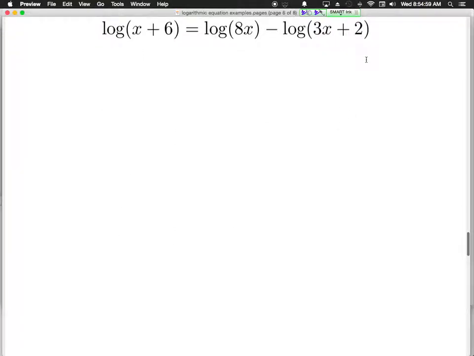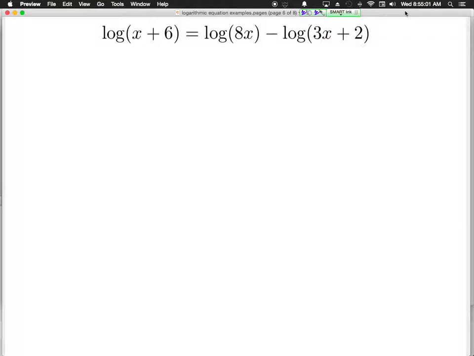Alright, here's another one. Log of x plus 6 equals log of 8x minus log of 3x plus 2. Condense. So condense. What do you want to do to condense? Divide. Log of x plus 6 equals log of 8x over 3x plus 2.